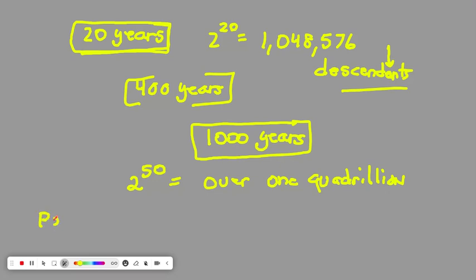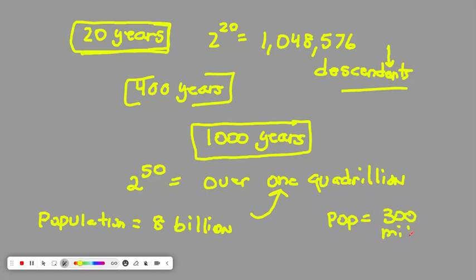The population of the world today is over 8 billion. Nowhere near the quadrillion descendants you need to have. And if you go back 1,000 years ago, the population was only about 200 to 300 million. Nowhere near the quadrillion. So there's the problem. So what do you think the answer is? Where are all those descendants coming from if the population wasn't near that?